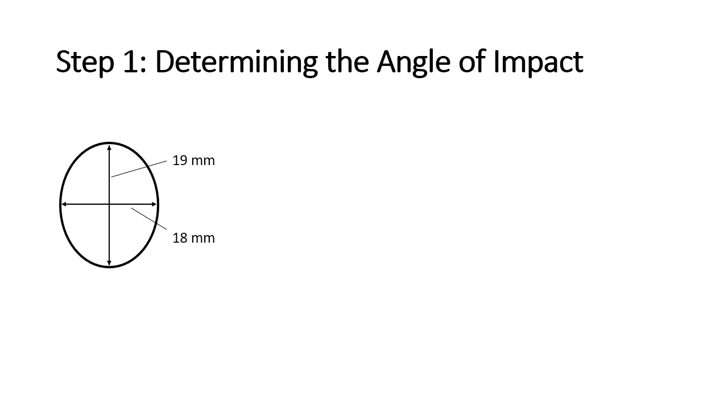The first thing that we're going to try to do is determine the angle of impact. As you can see with our diagram of a bullet hole here, we have our dimensions laid out, which is 18 millimeter width, 19 millimeter length. Most bullet holes that we find in walls or appliances are going to be elliptical in shape, which means that the bullet came in at an angle. If they were perfectly circular, then we know that our shooter was shooting at a 90-degree angle.